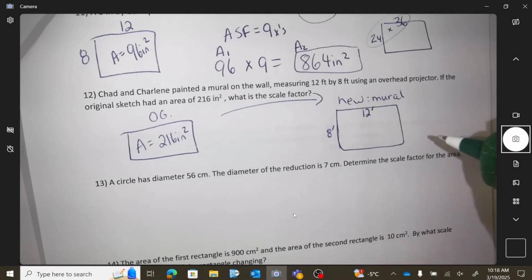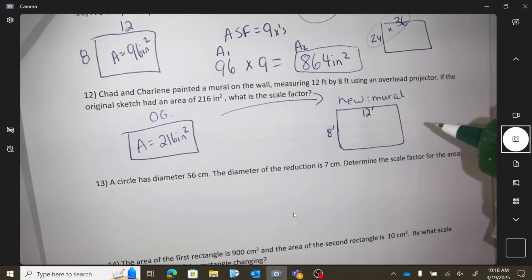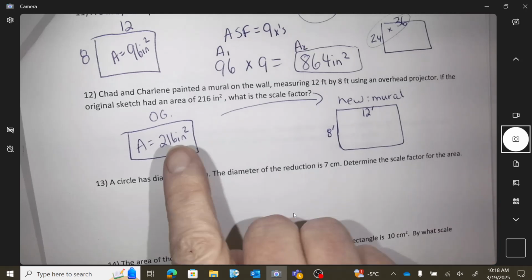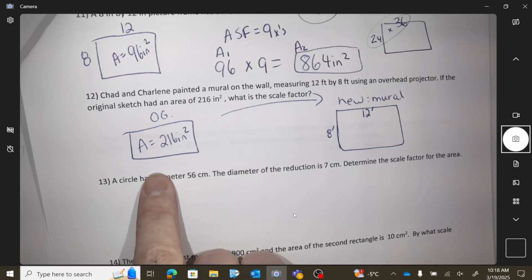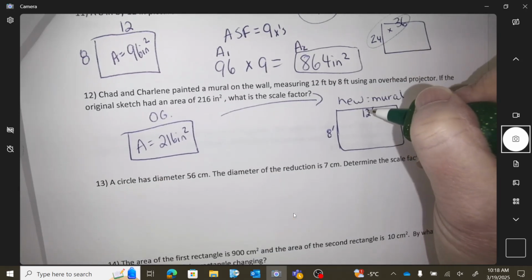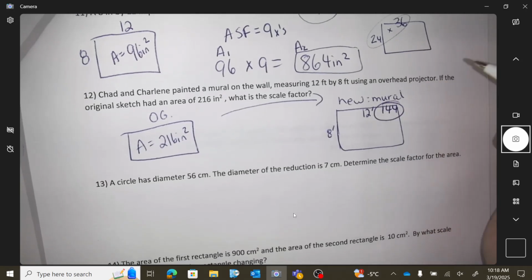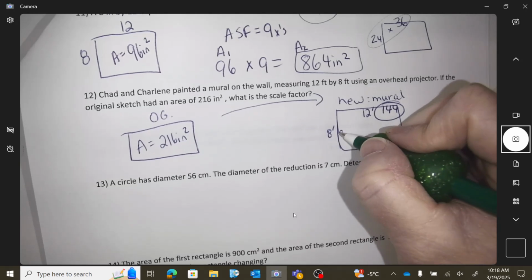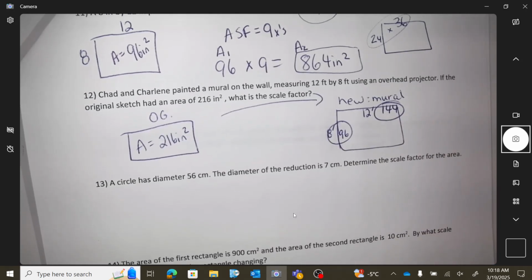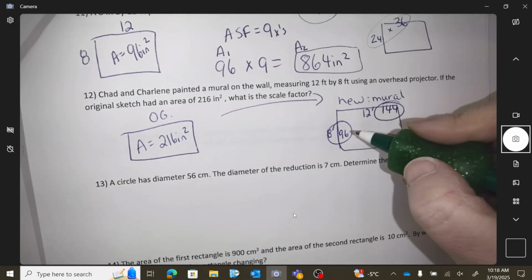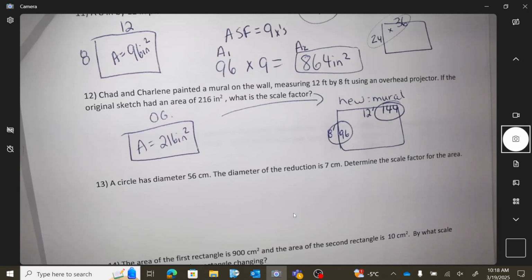So I can find the area of this one, but I don't want to use feet because this is in inches squared. So let's go to inches here. How do you go feet to inches? Times 12, so that's 144. And times 12 is 96. Can you times those together to get me the area of a rectangle?